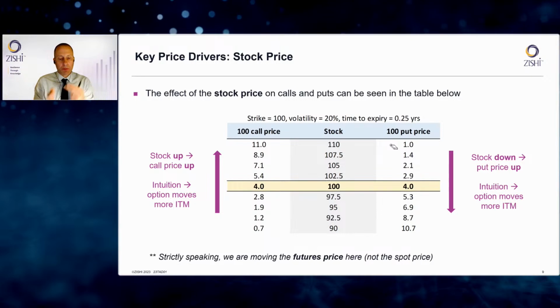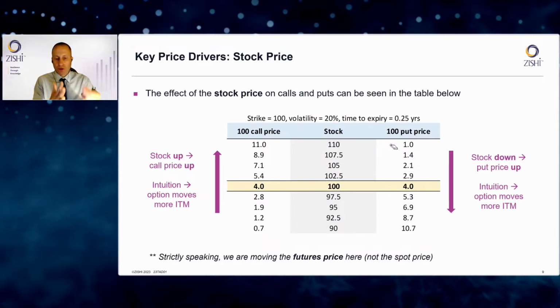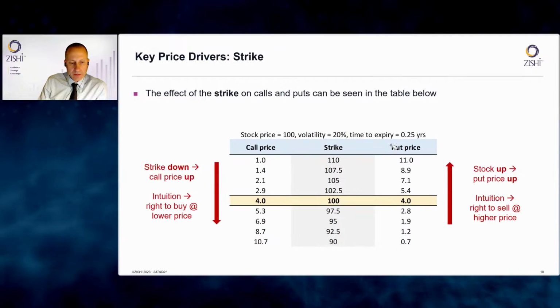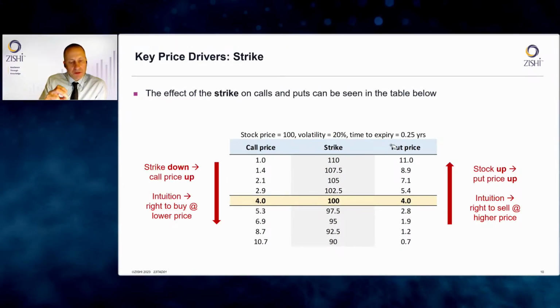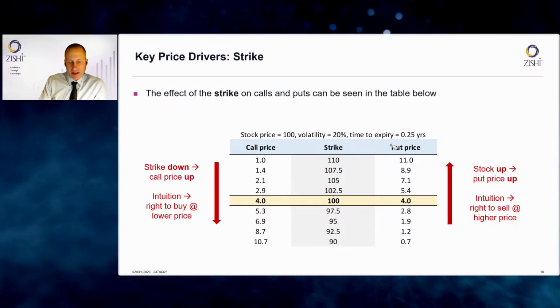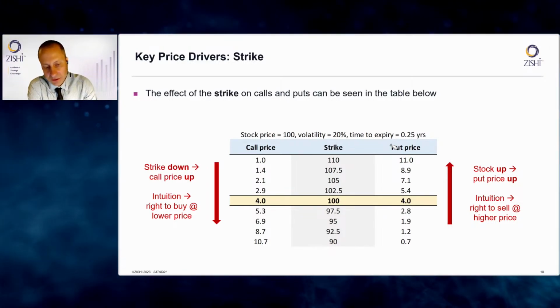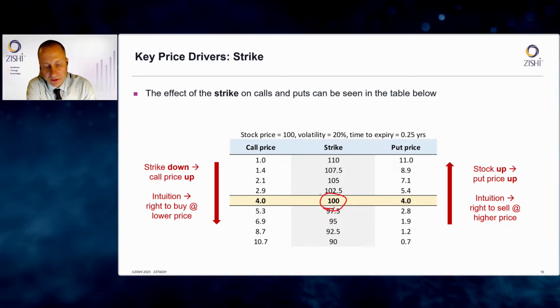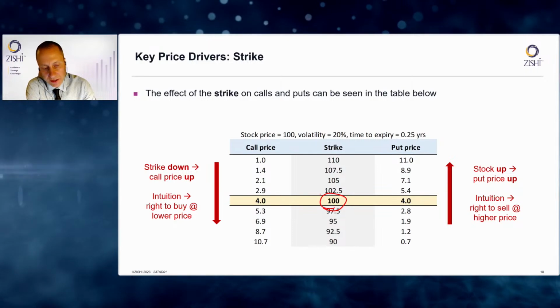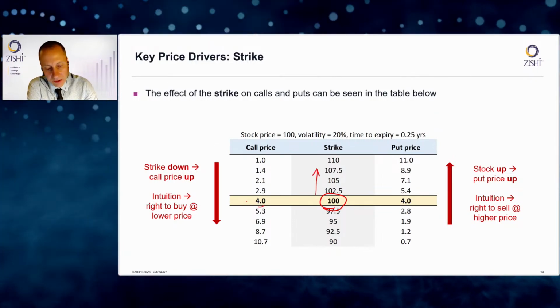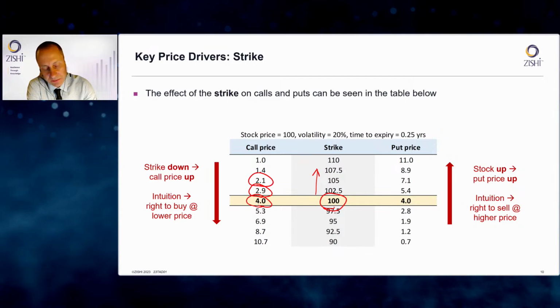So a positive correlation with the stock for call options and negative correlation with the stock for put options. If we were to move the strike now instead, then we see the reverse sign coming through. So again, if we're starting with both options at a 100 strike, and then we start to raise the strike, then we see the call prices decrease.